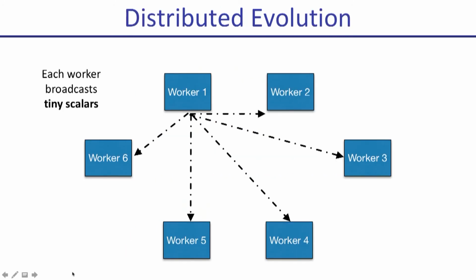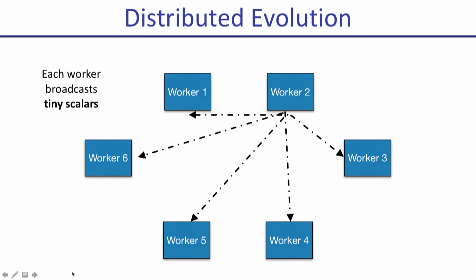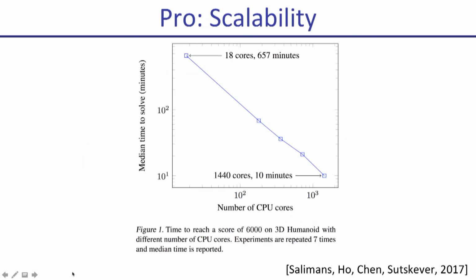So if we look at it pictorially, what it means is that we no longer need to send giant vectors. All we need to send are small scalars that describe the return of each parameter setting. And this is a lot more scalable. So this is just a demonstration of that. The task here is the 3D humanoid. We are measuring the time that you need to reach a certain return on that 3D humanoid task with evolution strategy. Essentially, if you only use one machine, it takes about 11 hours to solve that task.